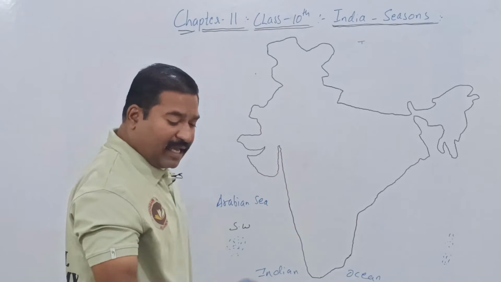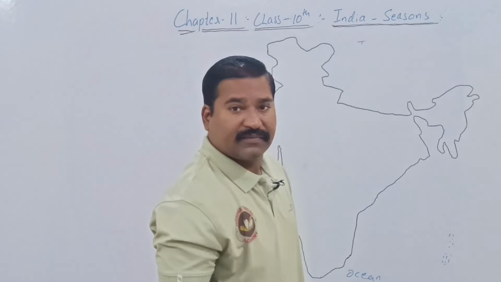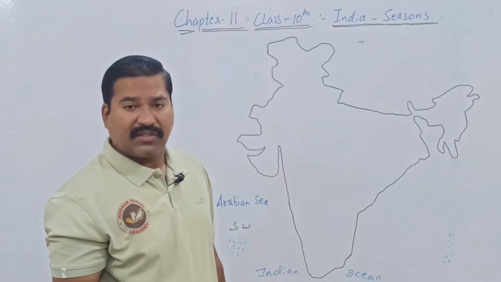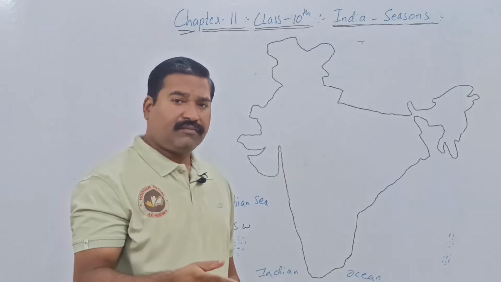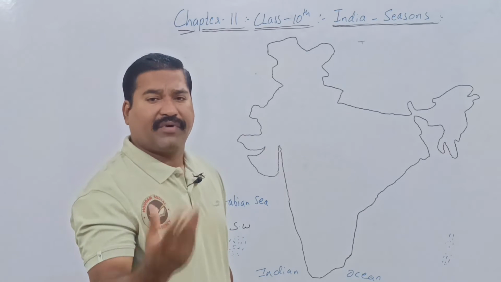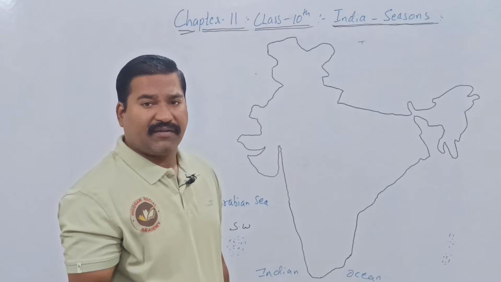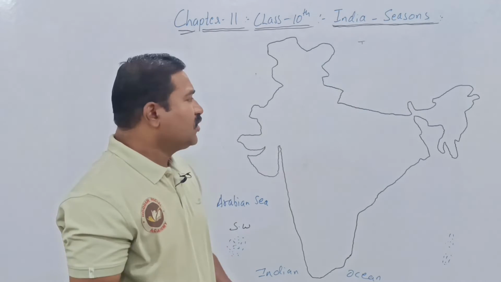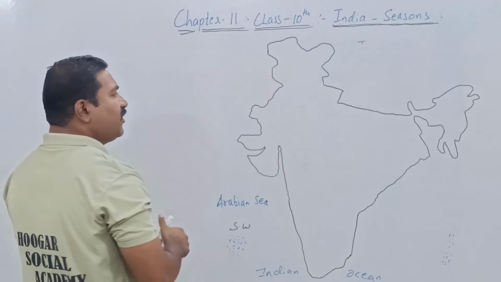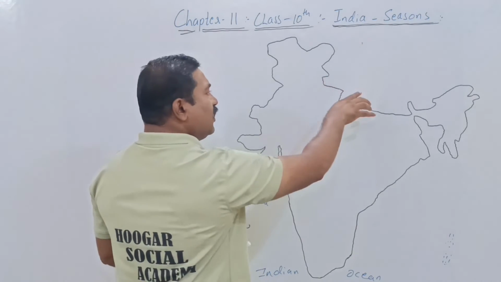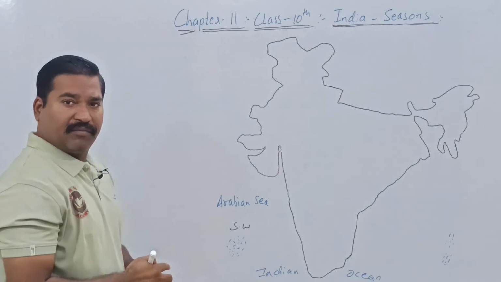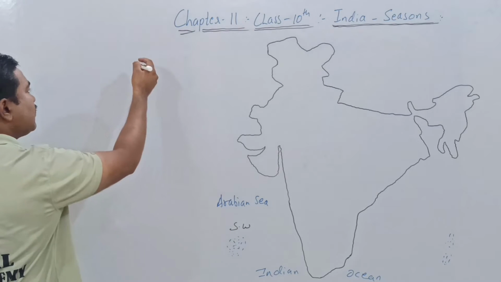Our agriculture is dependent on this. Our industrial goods are dependent on this. Our flora and fauna, everything is dependent on the monsoons. So monsoons are very important for having a good environment in the country called India.